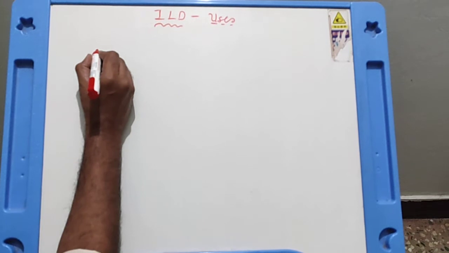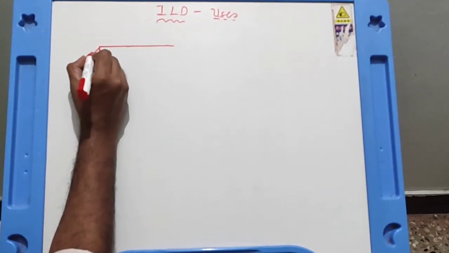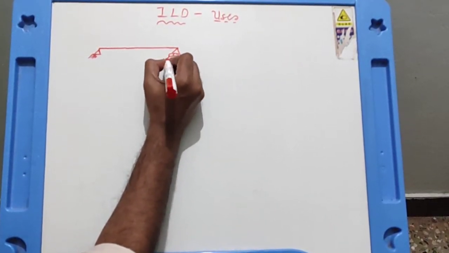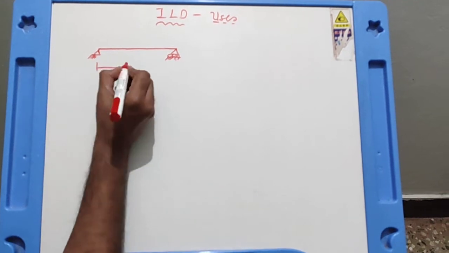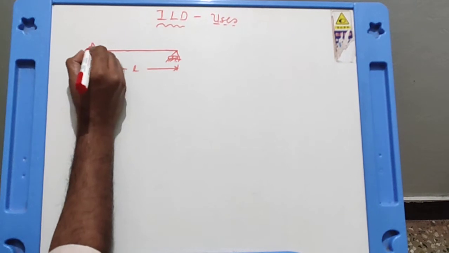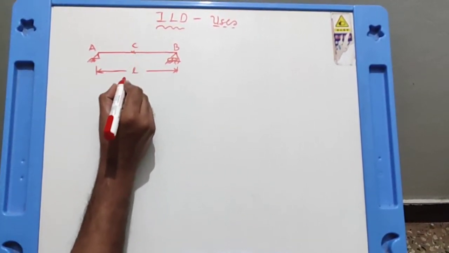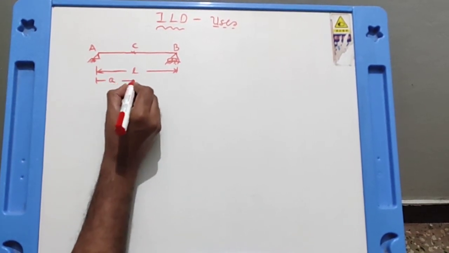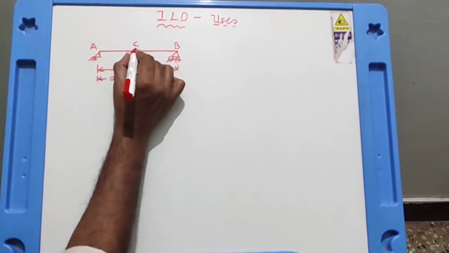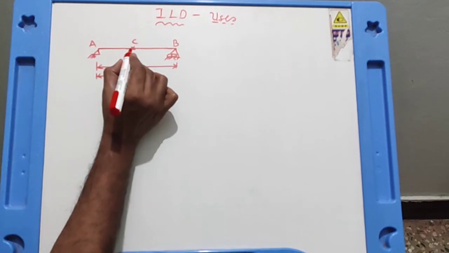So let me take a beam and I will tell you how we can draw the influence line diagram. It's very simple, you can understand. Say this is the beam, simply supported beam of span L. This is support A, this is support B, and say this is section C at a distance a, small a, from support A. So we had seen how to draw influence line diagram for bending moment and shear force at section C from the first principle.